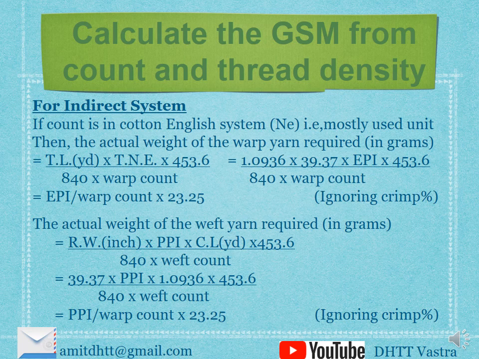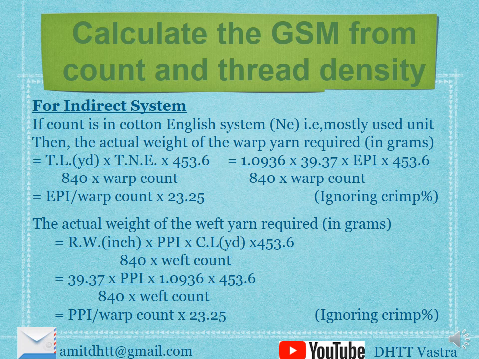Now calculate the GSM from the count and thread density. So first, what is GSM? If we take a fabric, the weight of one square meter of that fabric is called GSM, or grams per square meter. If you cut a square meter of fabric and take the weight of that fabric, that is called GSM, and it is a standard weight to calculate. Yes, it's a quality parameter of the weight of a fabric.